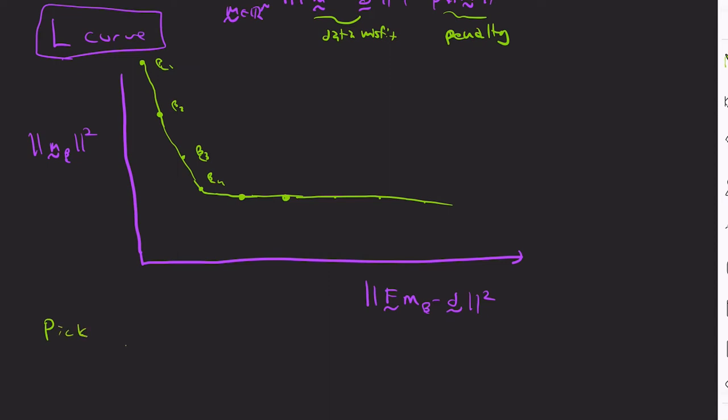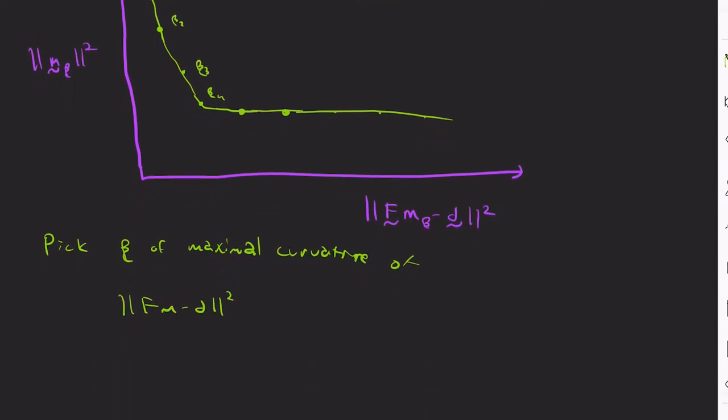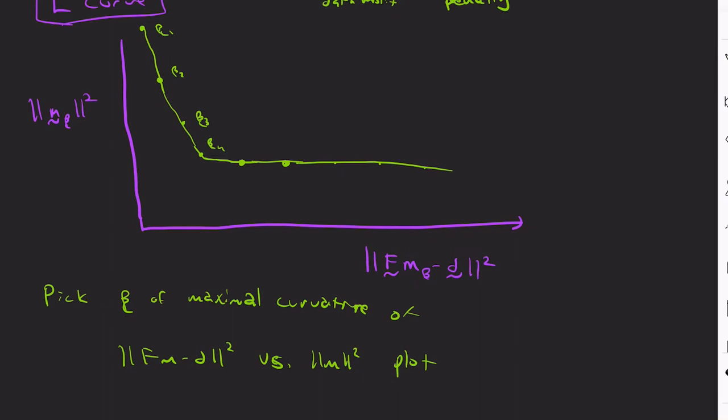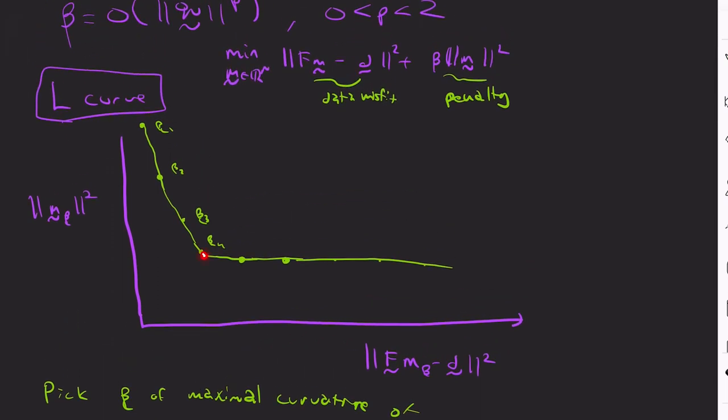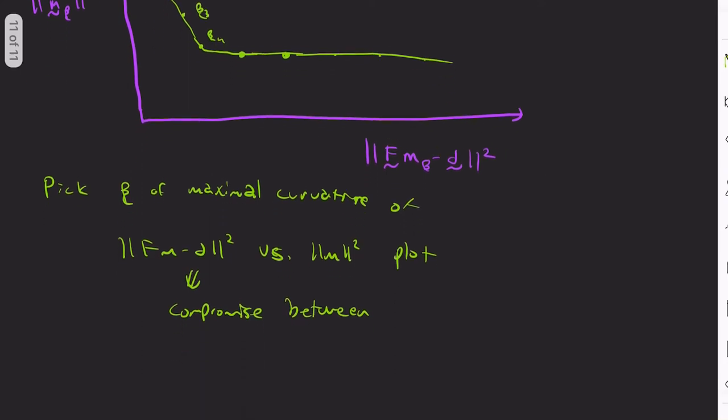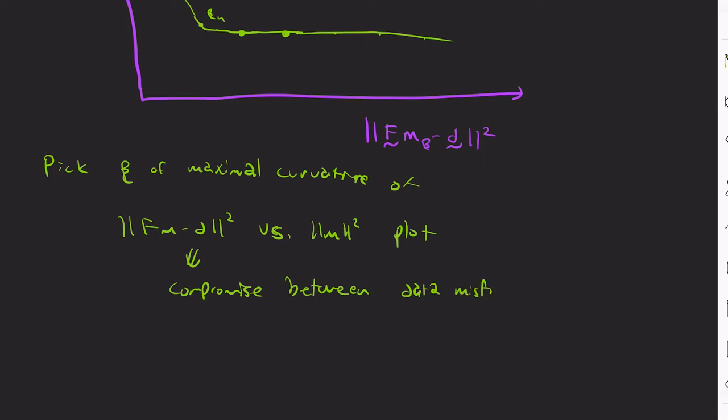says to pick the beta of maximal curvature of this plot. And the idea here is that it's essentially a trade-off, or a compromise, between data misfit going to 0 and overfitting.